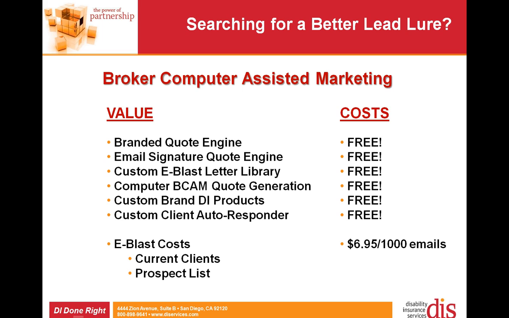Now, here's where the rubber meets the road. The only cost to you out of these three different aspects, one, the e-blast, two, the quoting engine, three, the signature link, the only cost to you is if you do or elect to do an e-blast to your prospects or clients. And the cost that I'm representing here is not our cost. It's not what we are charging. It's what your e-blast vendors are going to be charging you. We're finding on the average it's about $7 per 1,000 emails. And we have a number of different vendors that we can refer you to, but that you would pay them and then they would do that blast on your behalf.